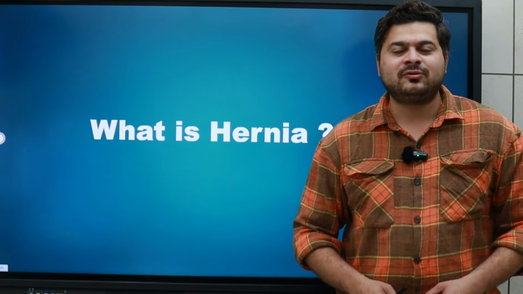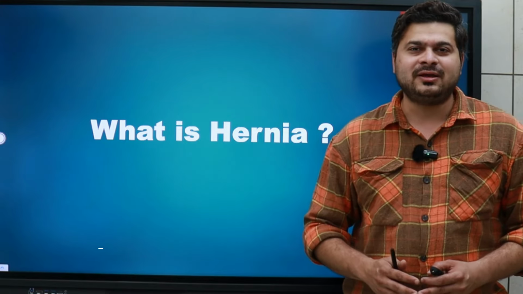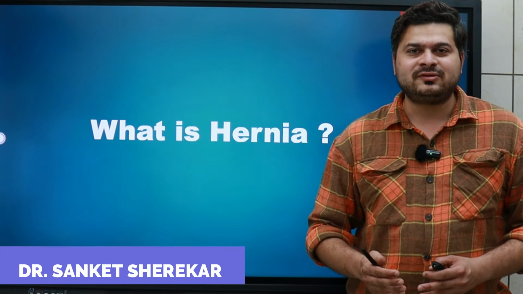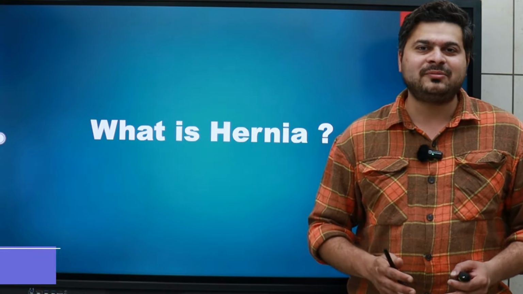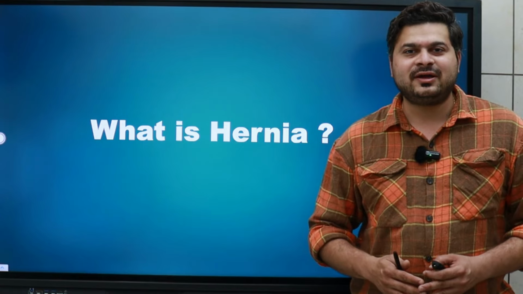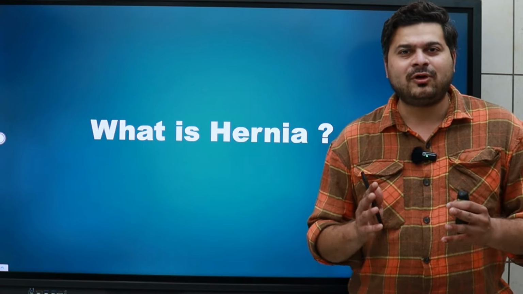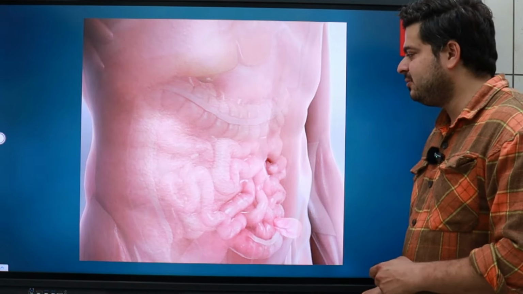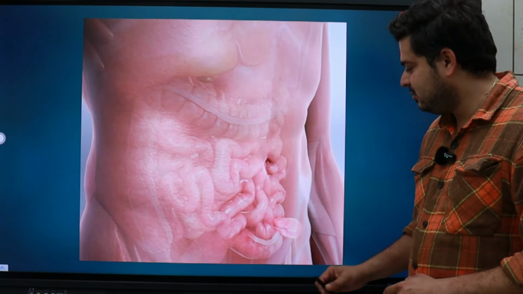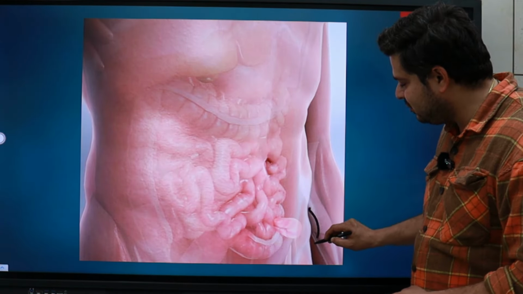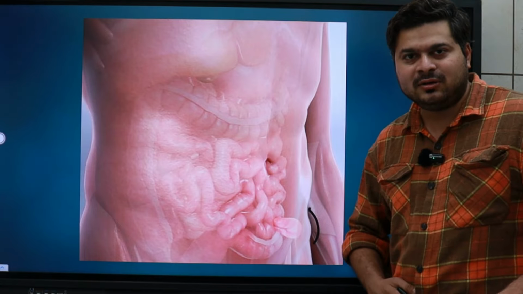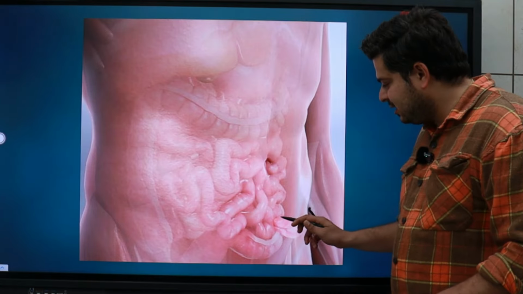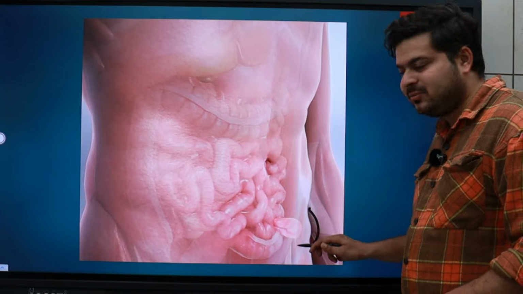Hello friends. So what is a hernia? A lot of the times we go to our doctors, and in our reports or after examining us, the doctors tell us that you have a hernia. So what exactly does a hernia entail? If you look at this picture, there is a man and we can see that there is some swelling over his abdominal wall, the wall of his tummy, and you can see that some structure is arising from inside.